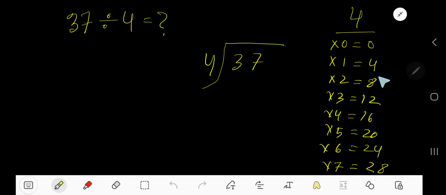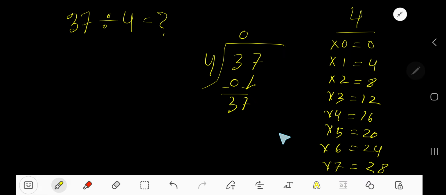0 plus 4, 4. 4 plus 4, 8. 8 plus 4, 12. 12 plus 4, 16. 4 goes into 3 how many times? 0 times, as 3 is less than 4. So 0 times 4, that gives you 0. Subtract from 3. Bring down this digit, 37.